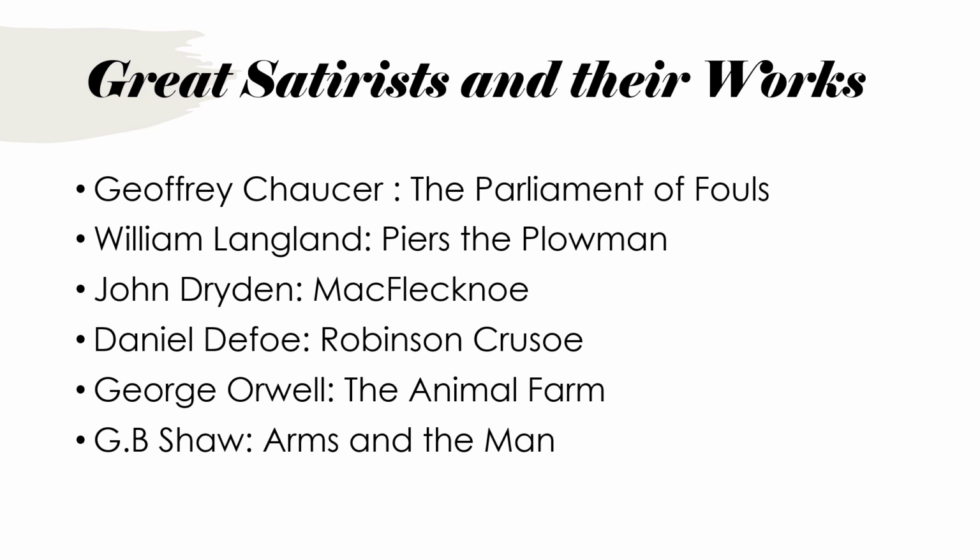It is in the exaggeration that people are made aware of their foolishness. And we have so many literary elements in satire, like humor, irony, inflation, parody, and so on. Very good examples are Geoffrey Chaucer's A Parliament of Fools, William Langland's Piers the Plowman, John Dryden's Mac Flecknoe, and a very good example is George Orwell's Animal Farm.